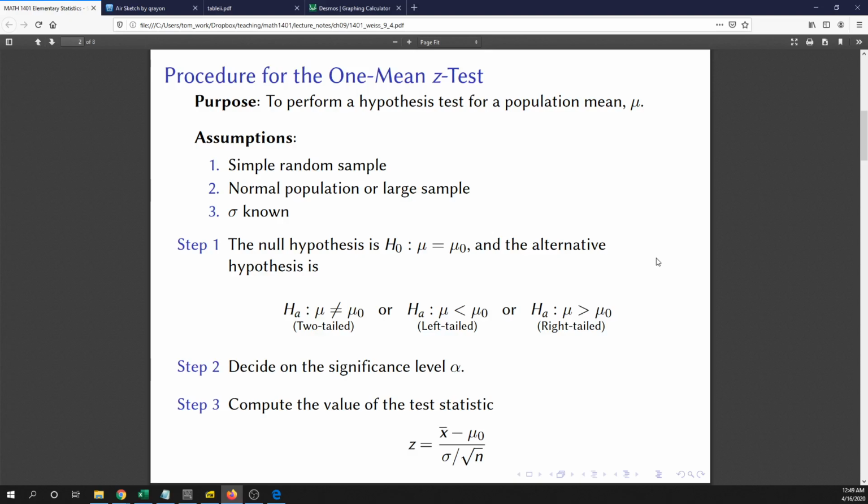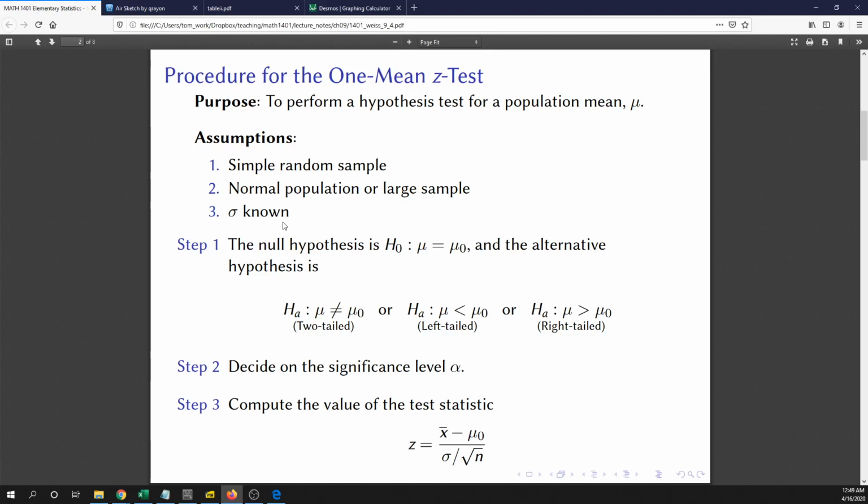And first, before we get into the examples, we want to talk about the procedure for the one mean z-test. All right, and so the purpose is to perform the hypothesis test for a population mean mu. And the assumptions that have to be satisfied to be able to use this test. Number one, the sample has to be a simple random sample, right? The population has to be normal or the sample size pretty large. And then the population standard deviation sigma has to be known.